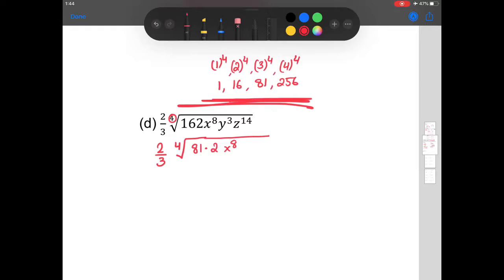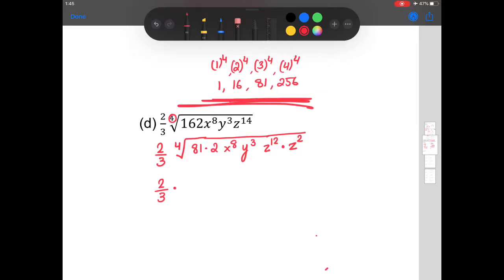Y to the 3rd. If you have a power smaller than the index, you just leave it like that. You don't really have to do anything. Now z to the 14th. 4 does not go into 14. What's the closest number to 14 that 4 goes into? It is 12. So if it's 12, how many z's am I left with? 2, right? So that's what you do. So now once it's broken down, all you have to do is take the fourth root, simplify it a little, and you're done.